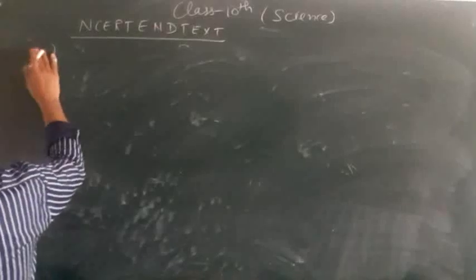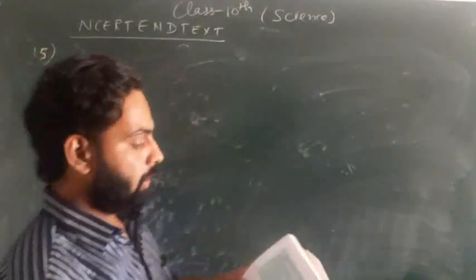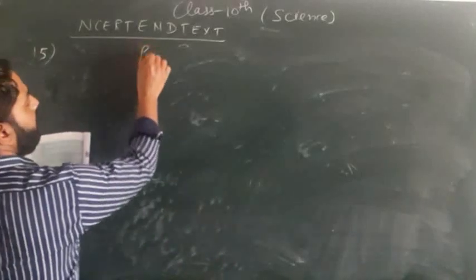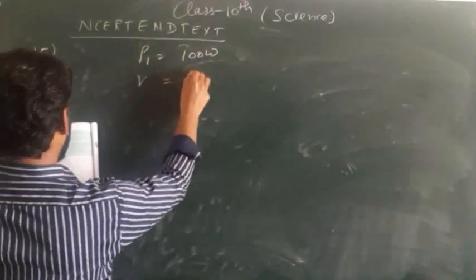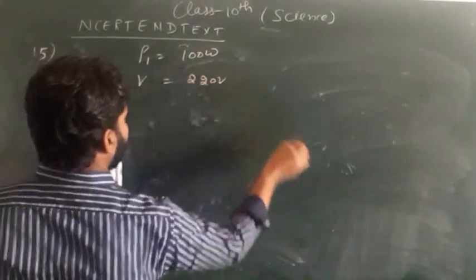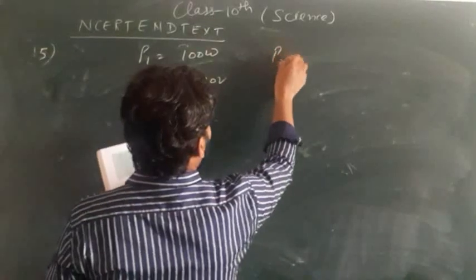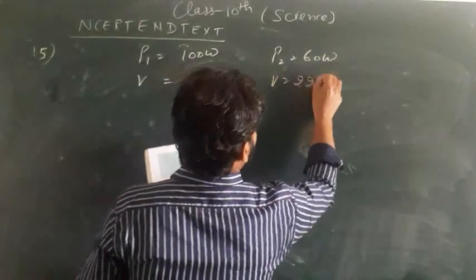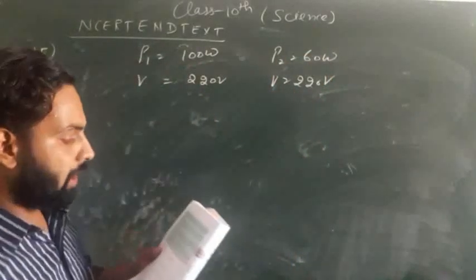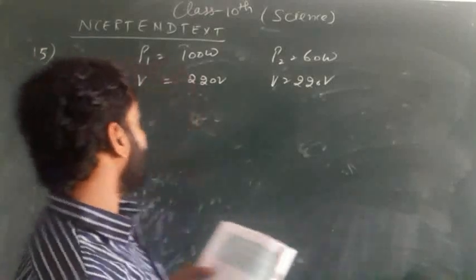In question number 15 there are two lamps. The first lamp has power P1 of 100 W and is connected to a V of 220 V. The other lamp, P2, has power 60 W and is connected to 220 V. We have to find the value of the current, and these two are connected in parallel.